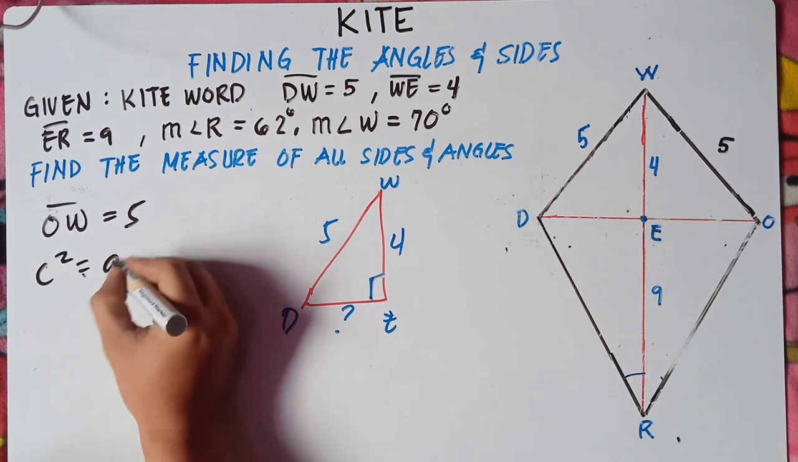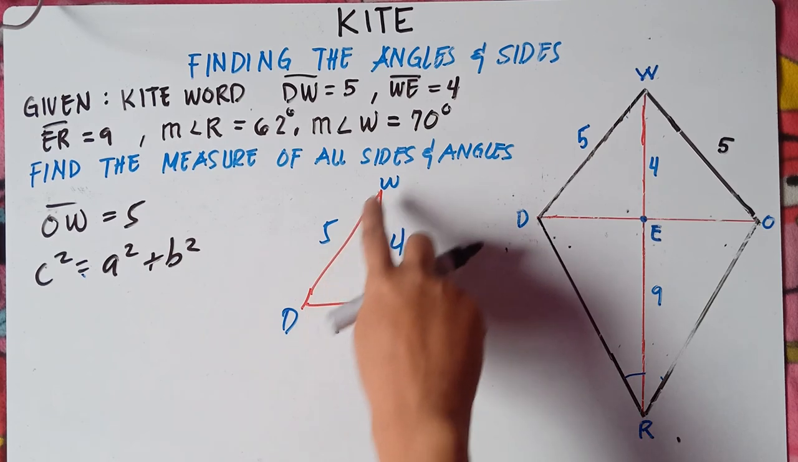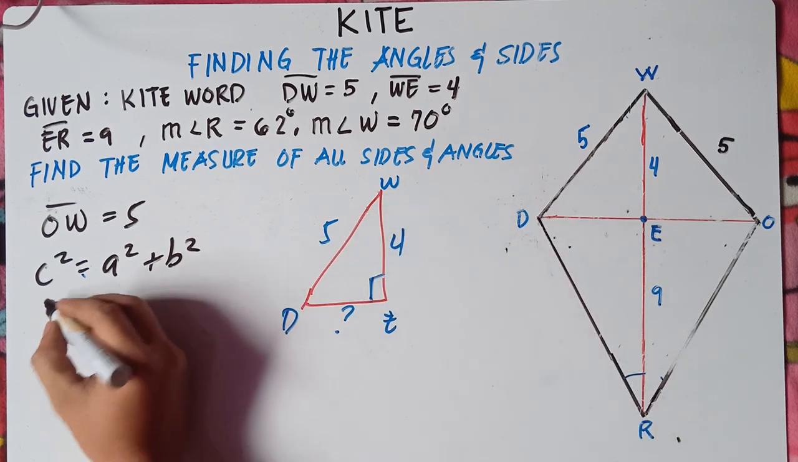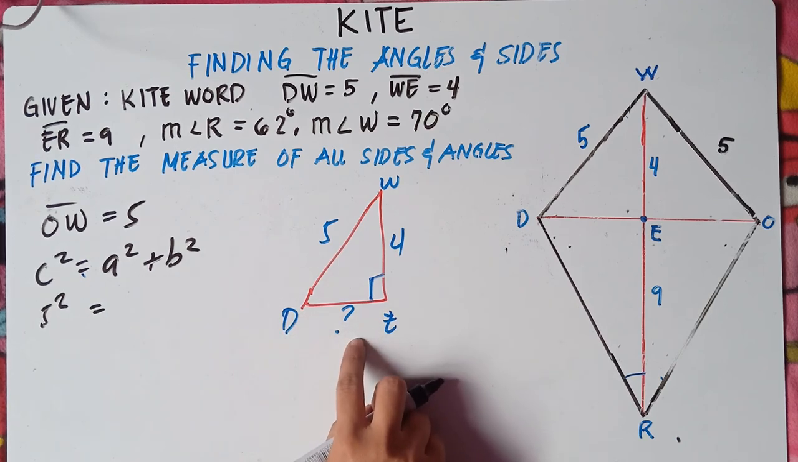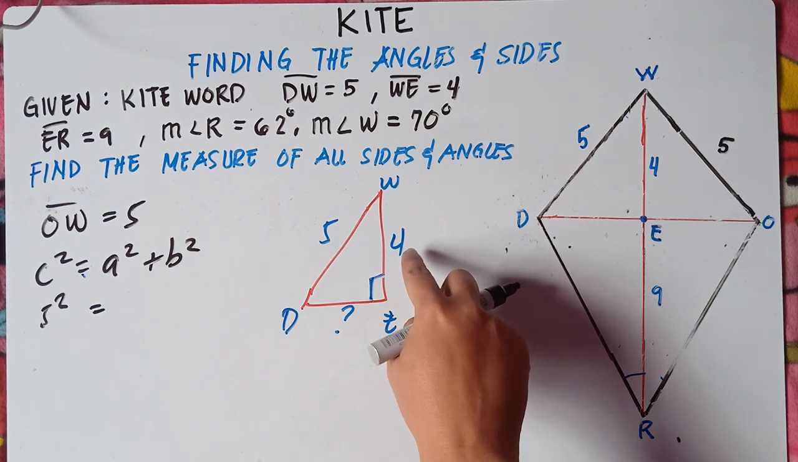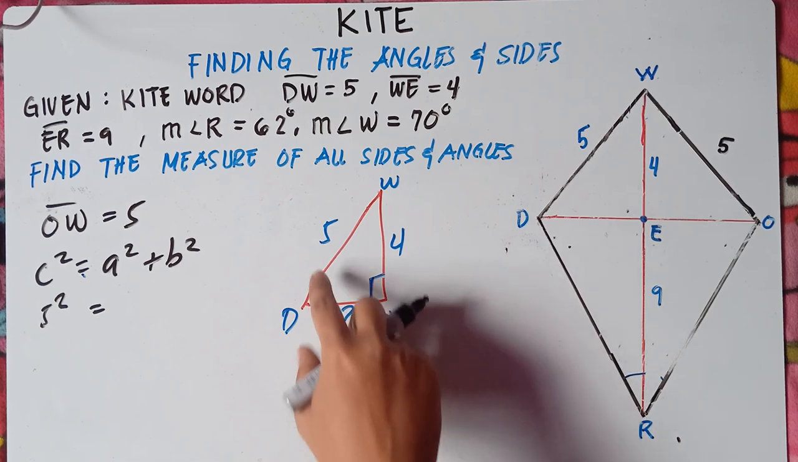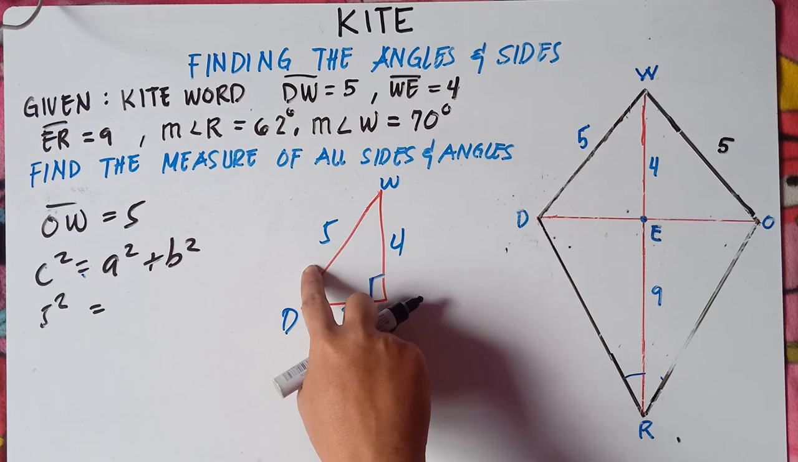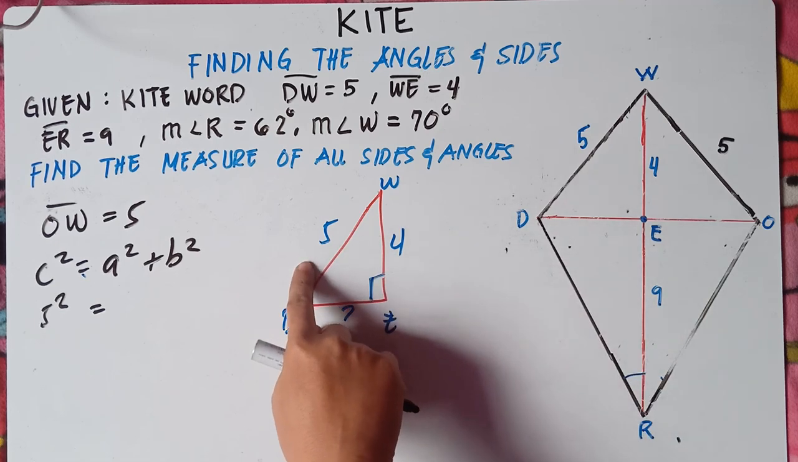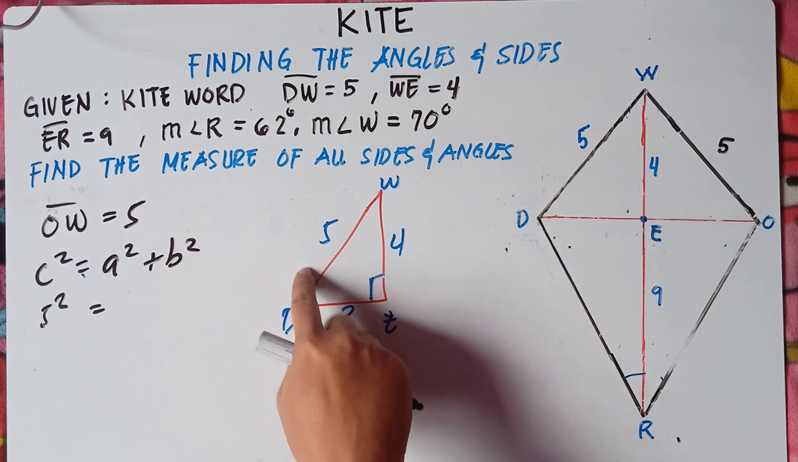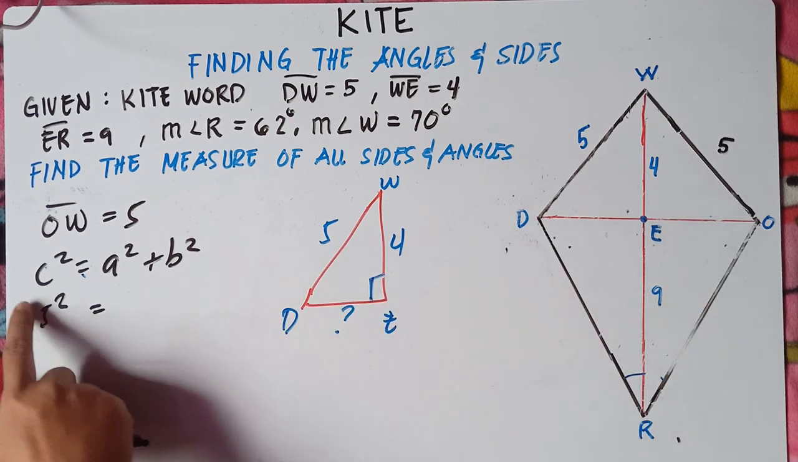C squared is equal to a squared plus b squared. Our c, the longest side, the hypotenuse, is 5. So 5 squared equals, we are told to find a, this one is a. Or you can also write 4 as a or 4 as b. It depends on your class. As long as the hypotenuse is c, a and b could be interchanged, but the c should not be interchanged.